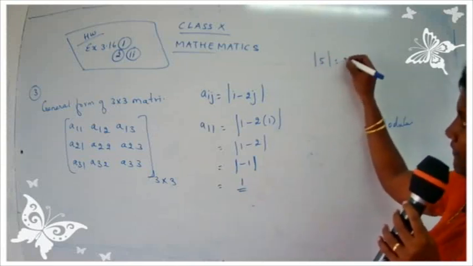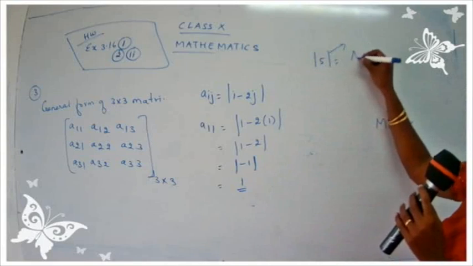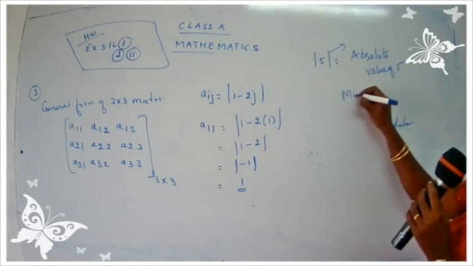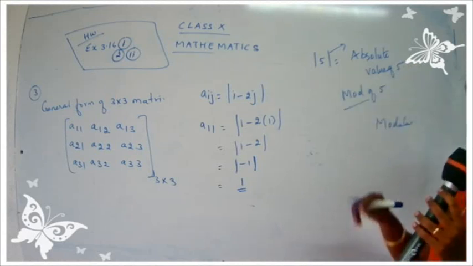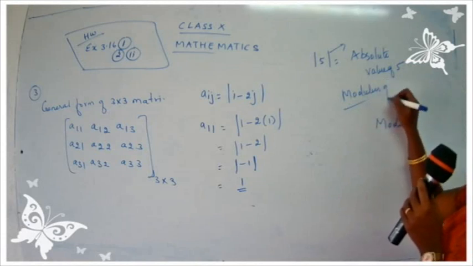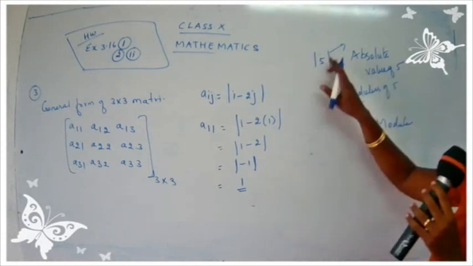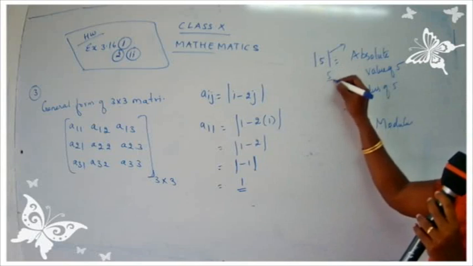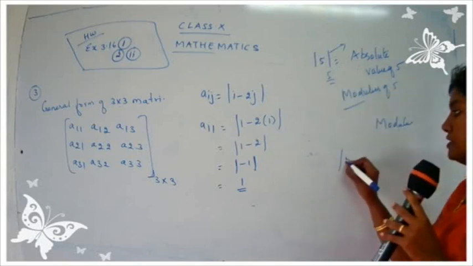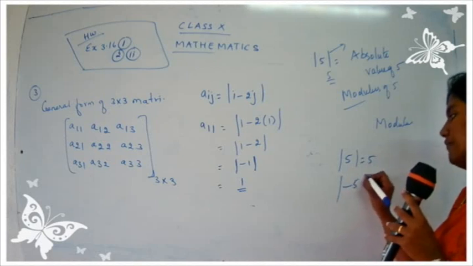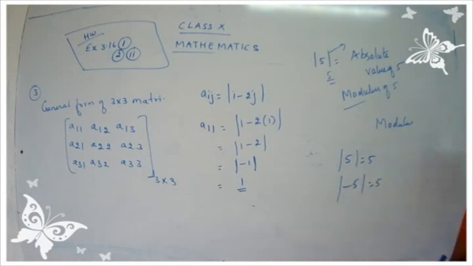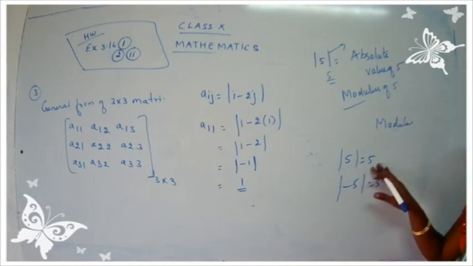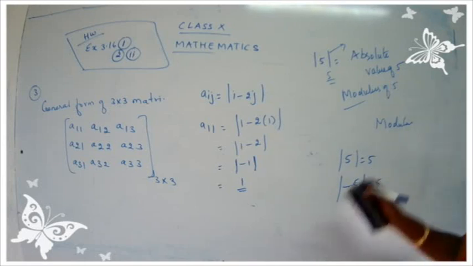What is the value for mod 5, or absolute value of 5? This is read as absolute value of 5, or you can read as mod of 5, modulus of 5. That means you are going to get a positive answer. Modulus of 5 is 5. Modulus of minus 5 is also 5. The negative answer will turn to be a positive answer. The positive answer will remain positive. Clear?